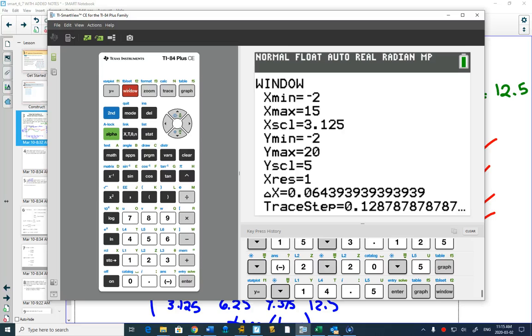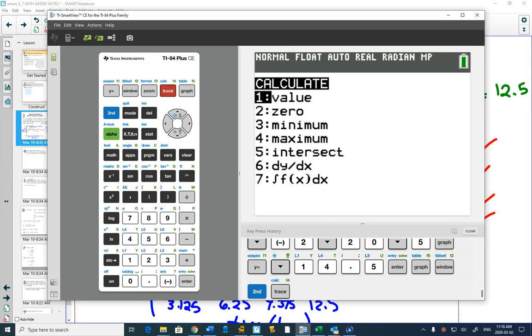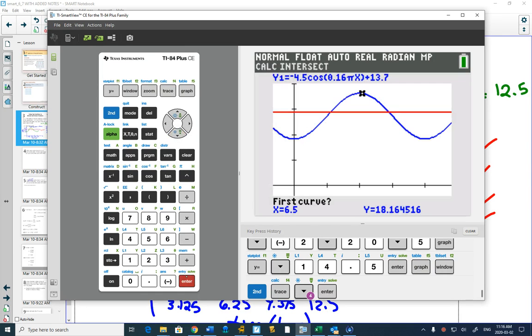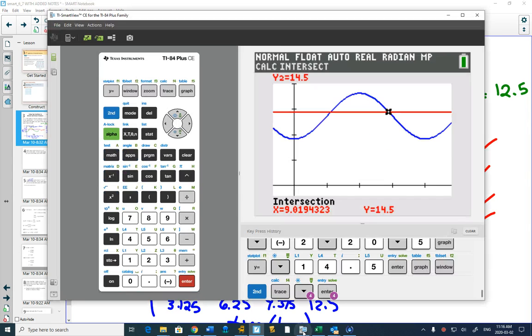So if I go second and then calculate above the trace button, the fifth one says intersect. Push enter, then push enter on the first curve, enter on the second curve, enter to guess, and it will find whichever intersection is closest. So it figured out this one was at 9.02.